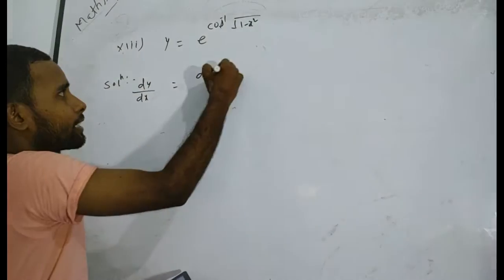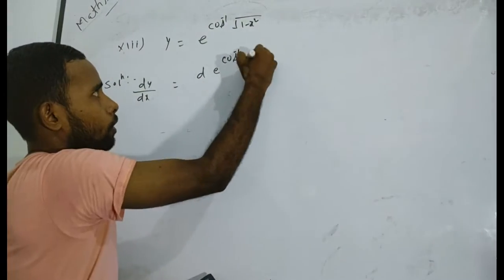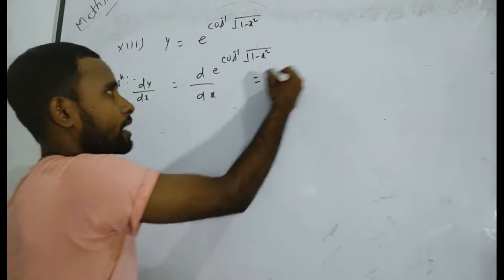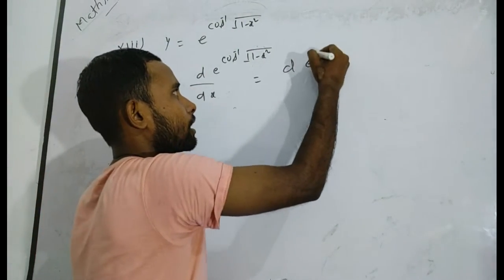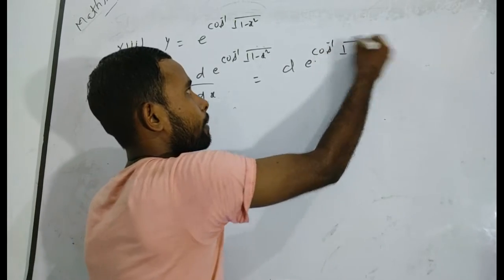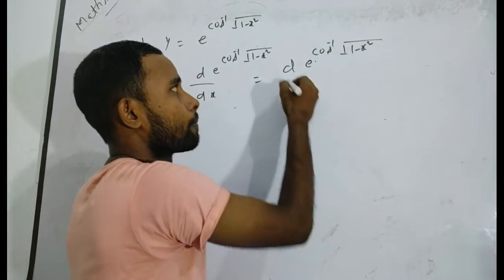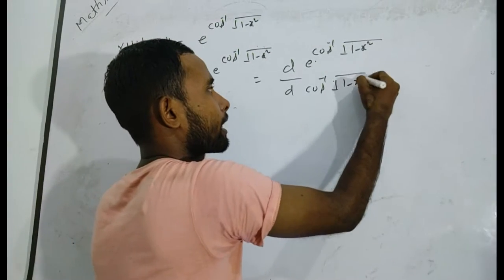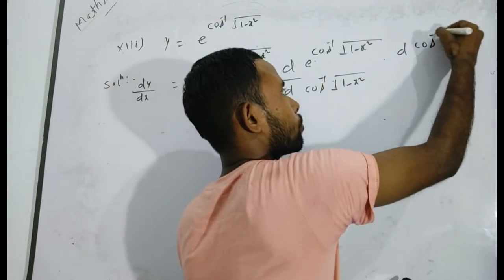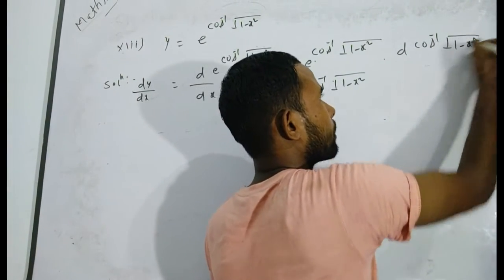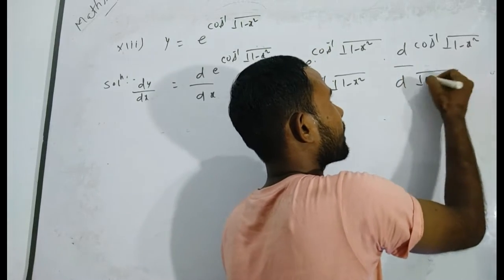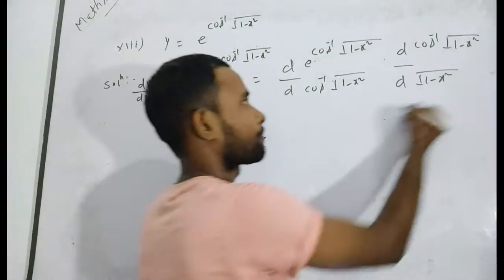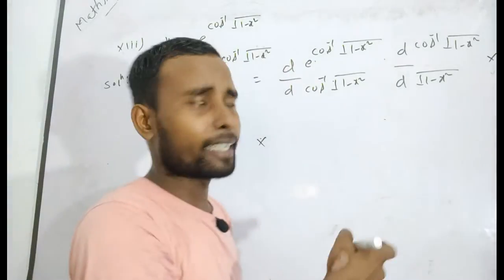In that case, you will get derivative of e to the power cos inverse root under 1 minus x square. Firstly, you have to differentiate with respect to x. Again, you have to differentiate e to the power cos inverse with respect to which function? Cos inverse root under 1 minus x square. Again, you have to differentiate cos inverse root under 1 minus x square with respect to which function? Root under 1 minus x square. Again, you have to differentiate as a multiplication. I have already written about it.